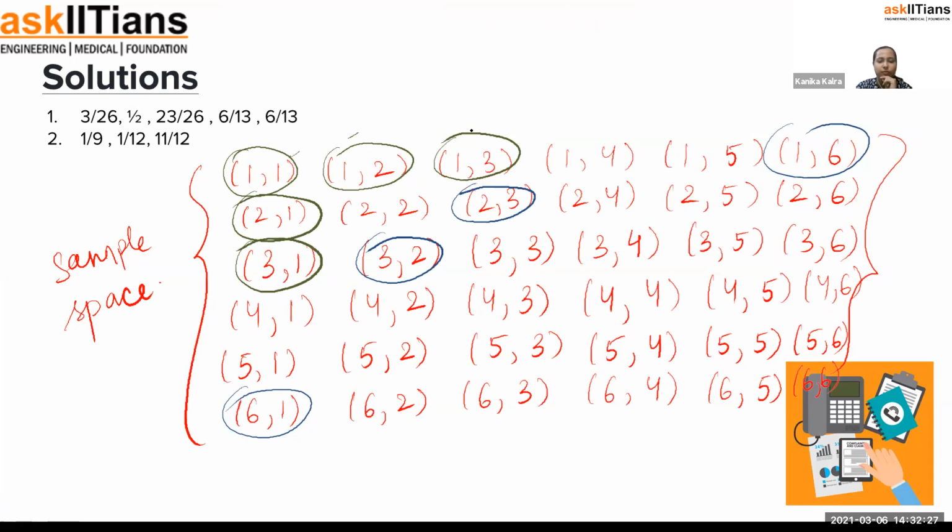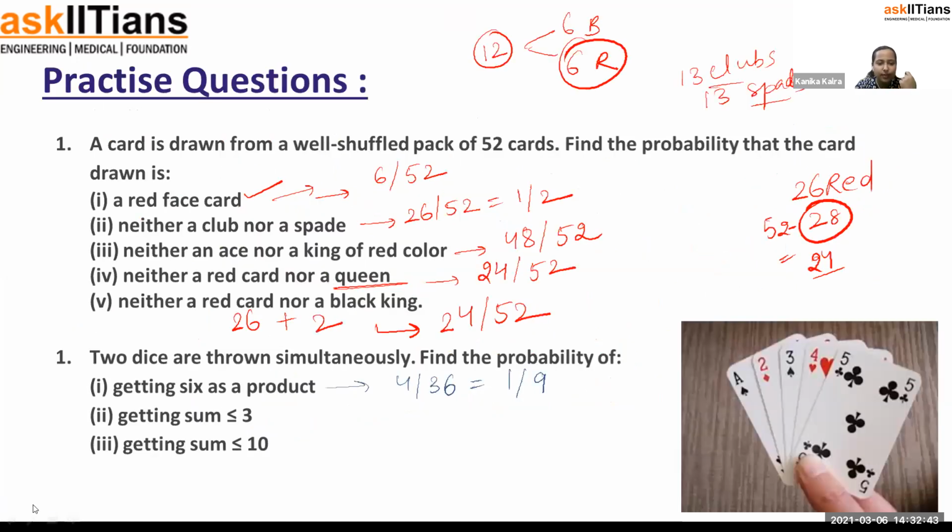2, 2. Okay, they're not this. This would be 4. Sorry. And this is also 4. Yeah, so there are only 3 possibilities. So the answer is 3 over 36. So it is 1 over 12. Getting the sum less than or equal to 10.